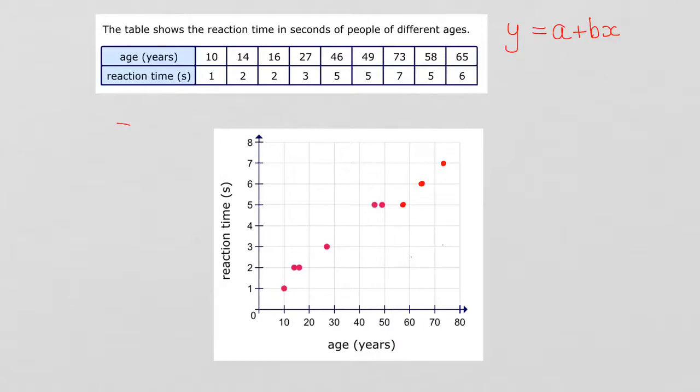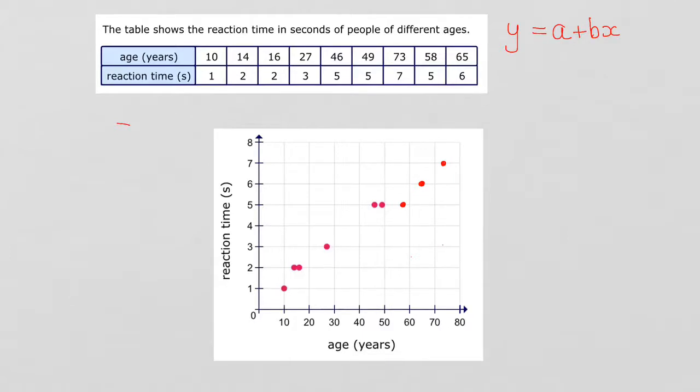Now if you've got your calculator to hand, you could actually plot this as your x and this as your y, and if you've got a graphical calculator, you can plot the scatter graph and it will plot a line of regression for you.